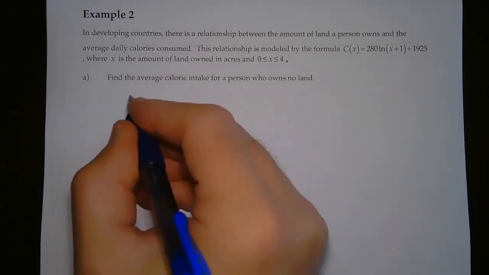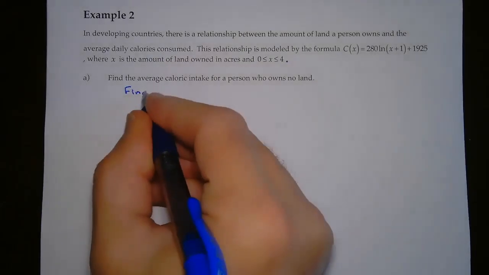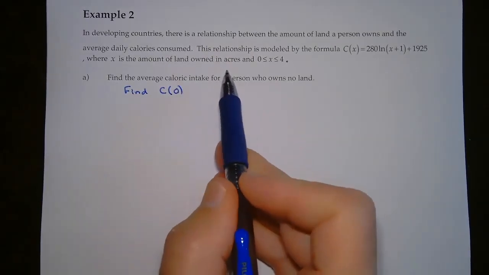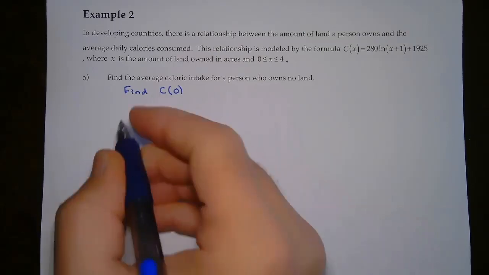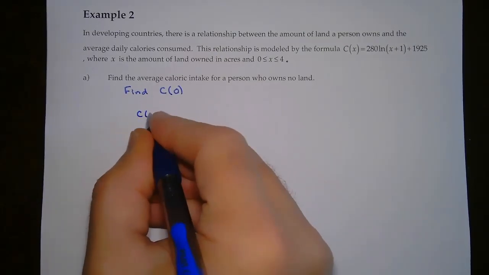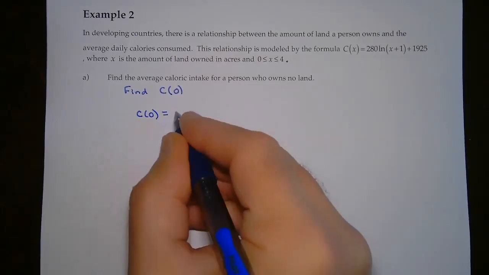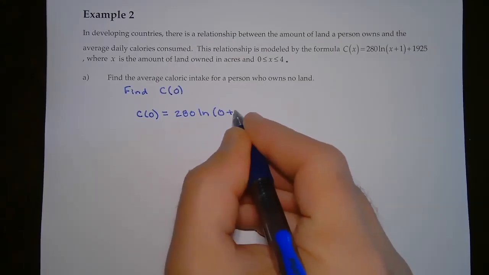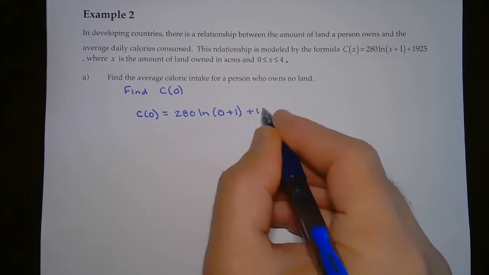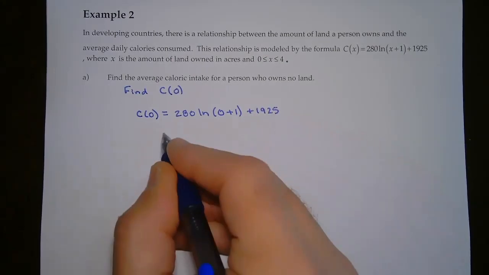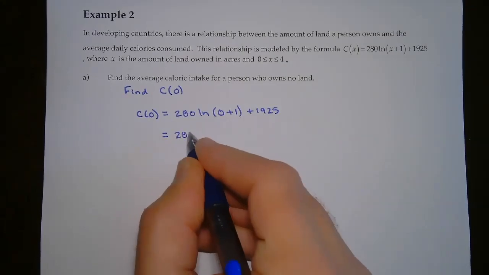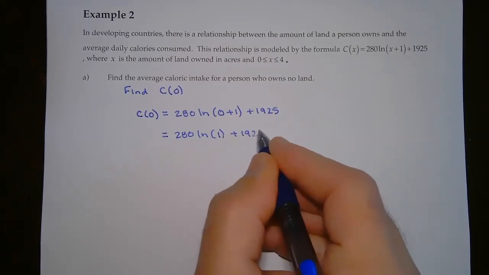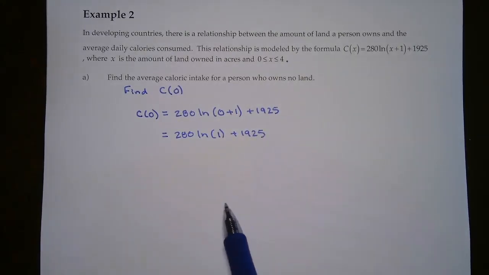So that would be, we want to find, in this case, C of 0, because X represents the amount of land and we don't own any land, right? So if we want to find C of 0, that'd be C of 0 is equal to 280 the natural log of 0 plus 1, plus 1925, okay? So this is equivalent to 280 the natural log of 1 plus 1925. Okay, now this is one we can do without a calculator.